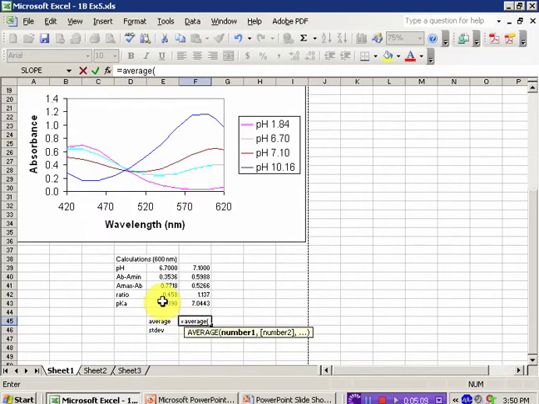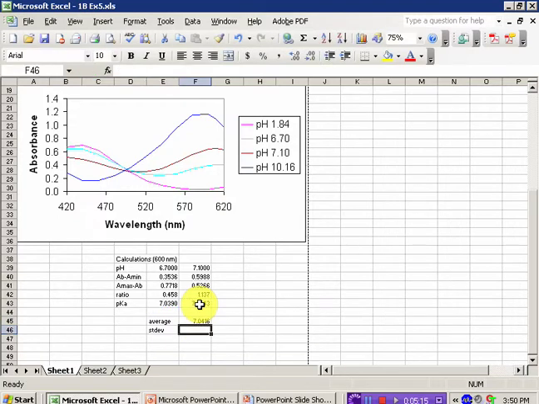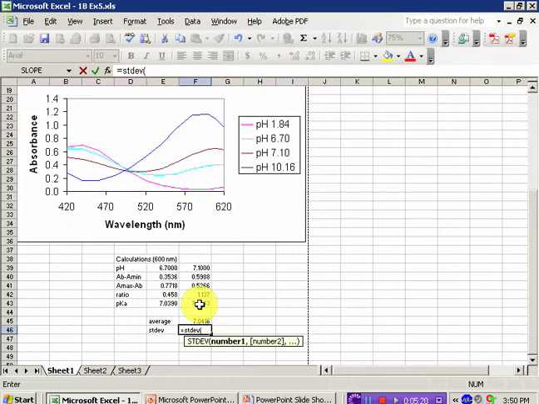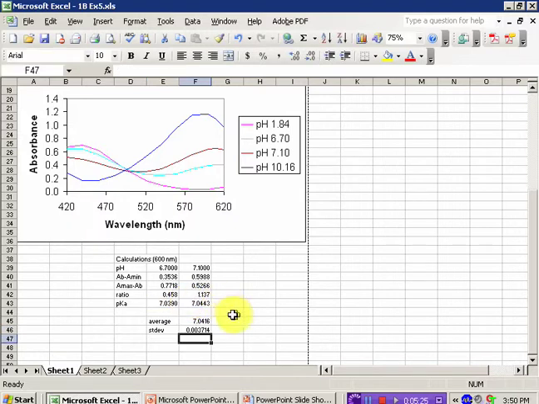The function for a mean or an average is the word average, open parentheses, click, hold down, and drag over the cells I want to average. And the standard deviation is STDEV, again, open parentheses, and drag over the cells you want to take the standard deviation of. In this case, I have very tight values for my two buffered solutions. You may have considerably more variation, but this comes out to an average of about 7.042. And that concludes this video.